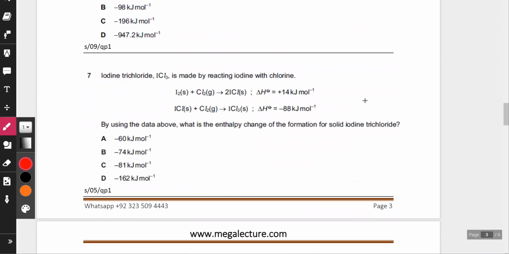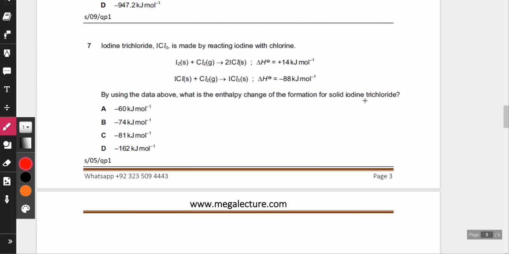Then try doing this question now. It's a similar question. You're being asked to find out the enthalpy change of formation for solid iodine trichloride, again, but this time the reactions that are given to you are different. So try and draw the Hess cycle. You can try and do this one as well.